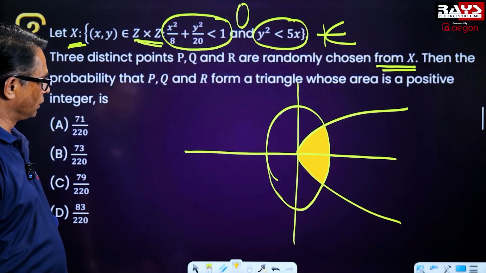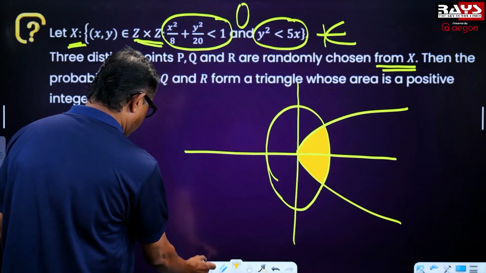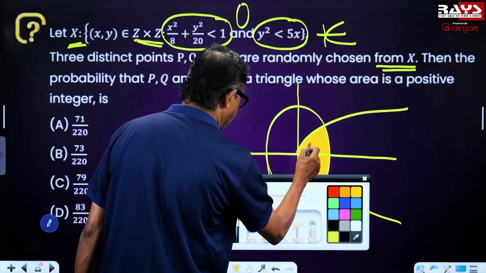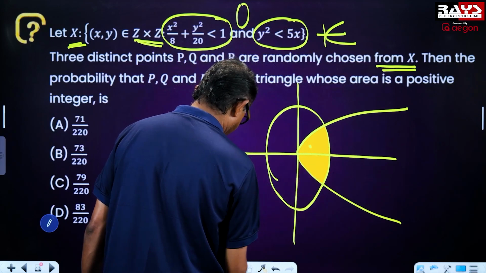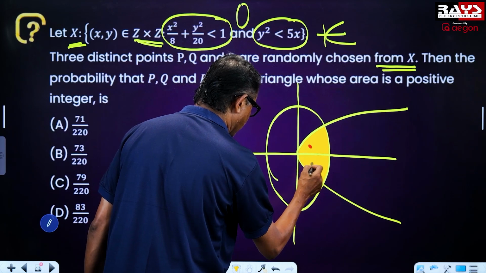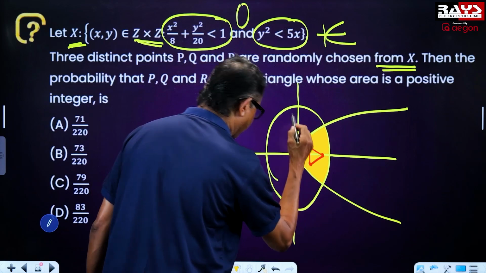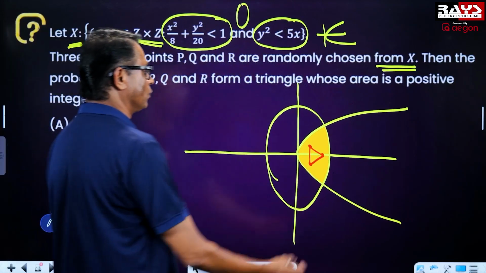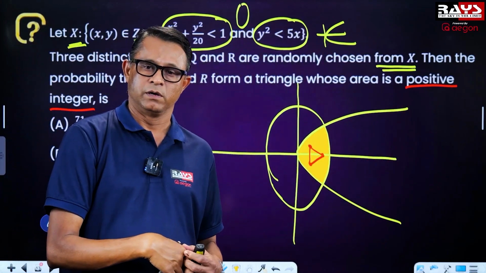Okay, the common area of both the parabola and the minor ellipse. Now what we do is we are going to select three distinct points P, Q and R. Let us take P over here, Q over here and R over here somewhere. Okay, so we draw a triangle. P, Q and R form a triangle whose area is a positive integer.